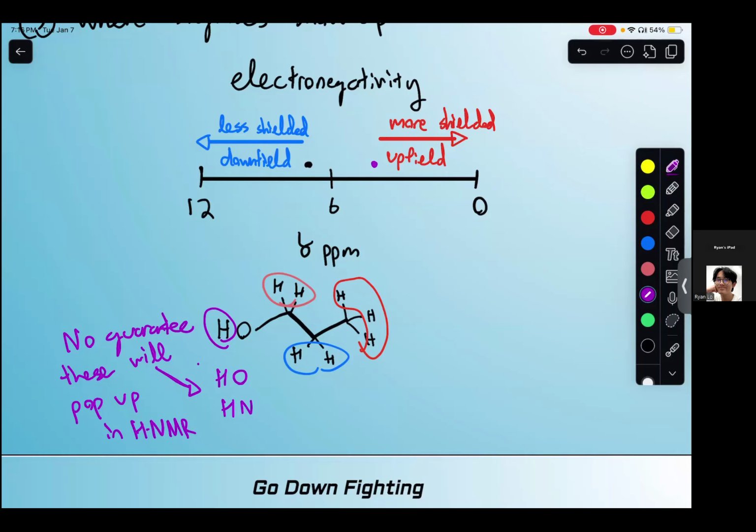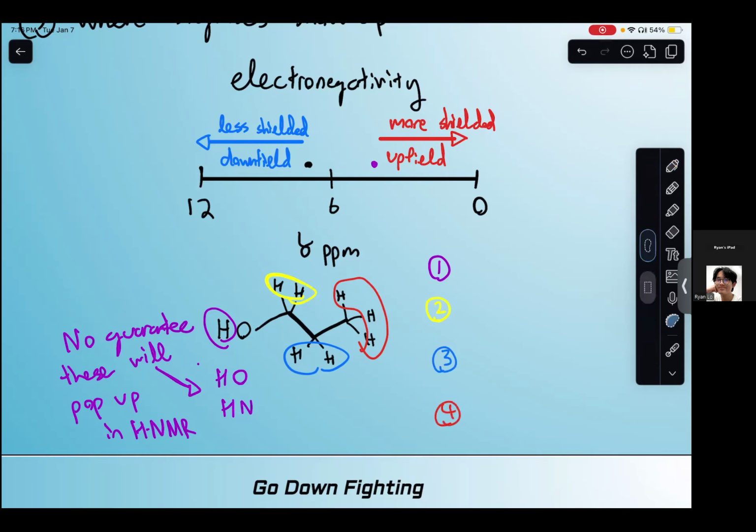But assuming that they do, there's going to be four signals here. And when it comes to ranking them from the most downfield, purple would be the most downfield. You'd find this furthest to the left. Then it would be followed by yellow. Then three would be the third most downfield, and red would be the most upfield.